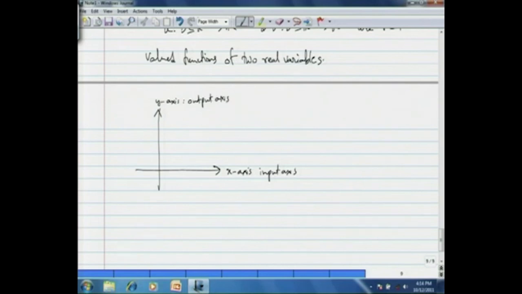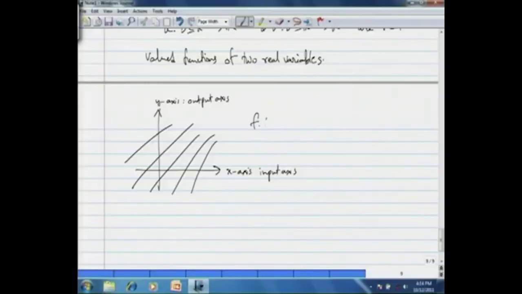So, we plot the inputs on the x axis and the outputs, which are real numbers, on the y axis. All in all, we needed a plane to picturize, to visualize, these functions from R to R, from f from A contained in R to R. So, the graph is some subset of the plane.